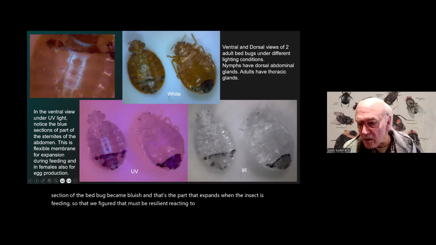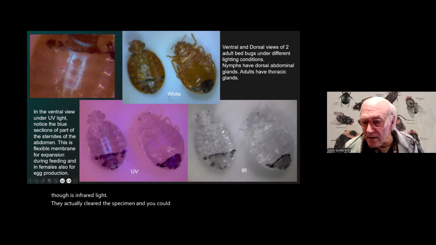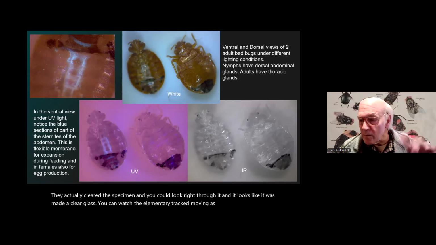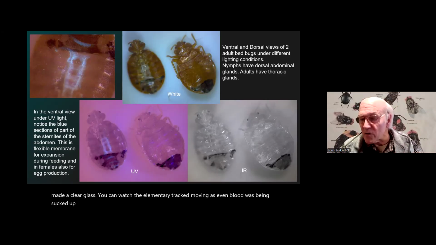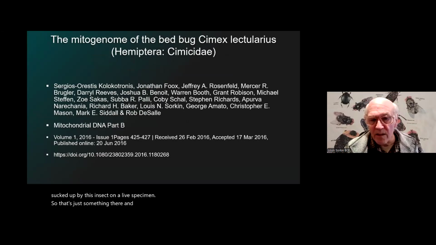The interesting thing, though, was infrared light that actually cleared the specimen and you could look right through it. And it looks like it was made of clear glass. You can watch the alimentary tract moving as even blood was being sucked up by this insect on a live specimen. So that's just something there. And we worked on the genome assembly in the bed bugs.